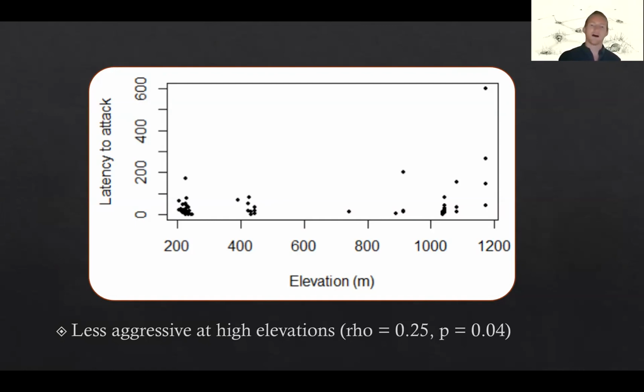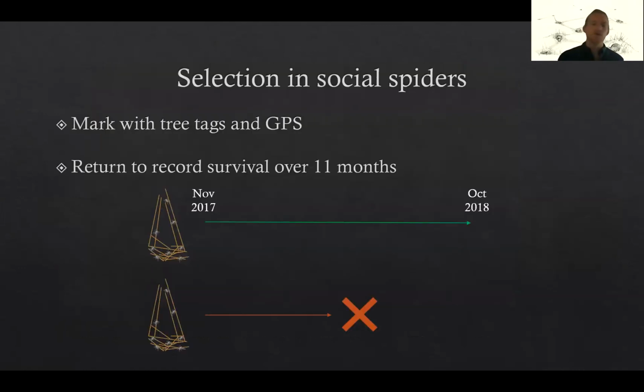So to simplify our analysis for selection, we split our data set into low elevation below 600 meters and high elevation above 600 meters. And then we wanted to measure survival for these colonies. So what James did was he put tree tags out, and he took GPS coordinates for each of the colonies, and then he returned back to the same colonies 11 months later to determine whether they were still there or not, whether they had living individuals in the colony there or not, and so whether they survived.